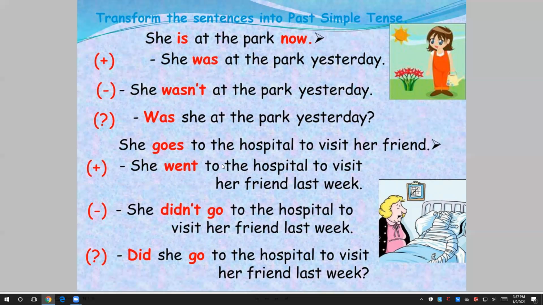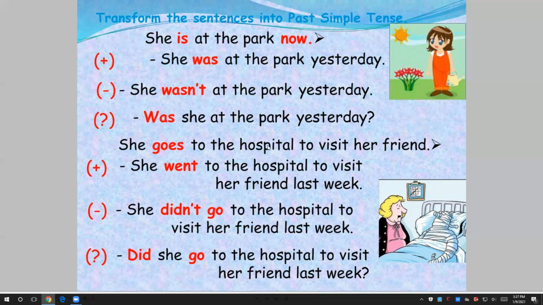Let's have some exercises. The exercises are already solved. Transform the sentences into past simple tenses. Like, she is at the park now. If you want to change it into past simple tense, this is would be changed into was. She is at the park now. She was at the park yesterday. This is a positive sentence. If you want to make it negative, she wasn't at the park yesterday. Was she at the park yesterday?